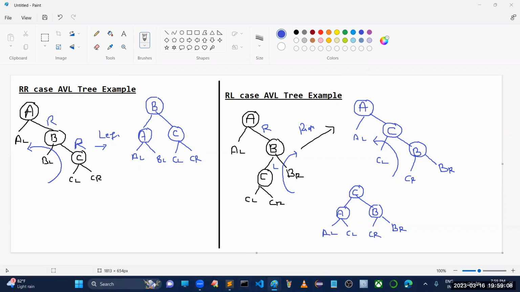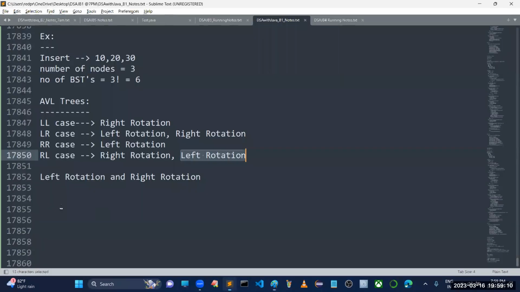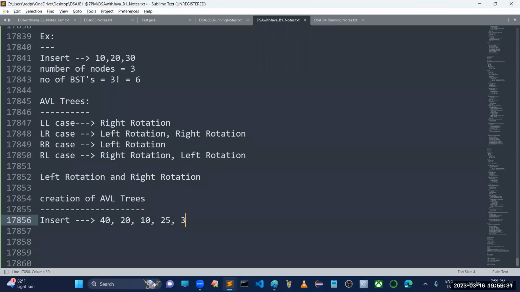So next, I want to take one more example, on creation. Anyway, the last example: creation of AVL trees. Tomorrow we are going to implement this one, but as of now, I'm trying to insert 40, then 20, then 10, then 25, then 30, then 22, and then 50. Like this, I want to insert.